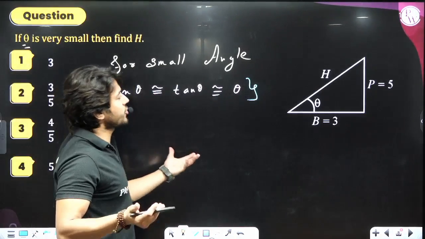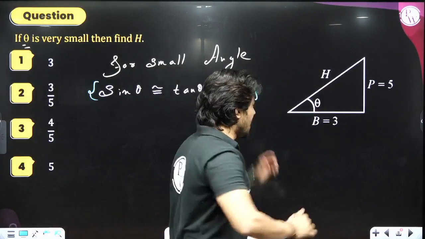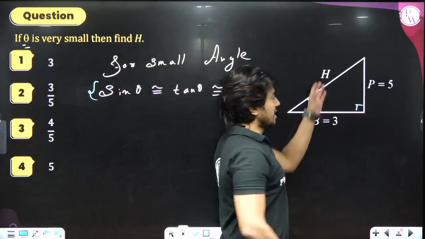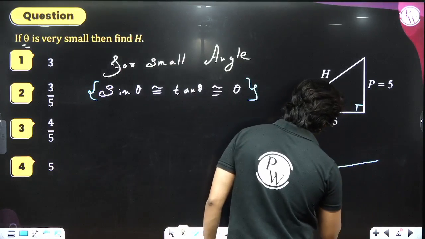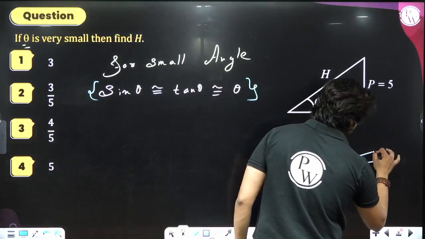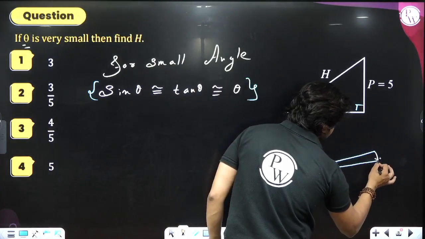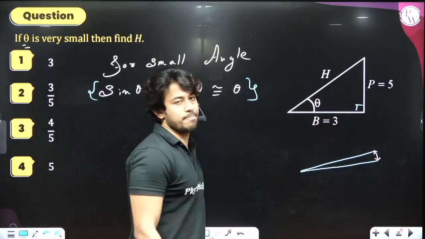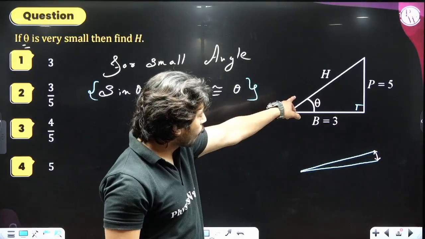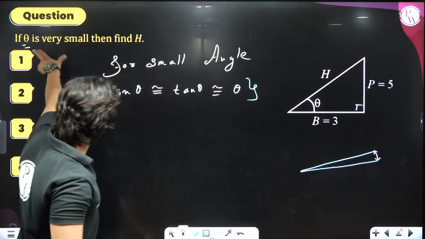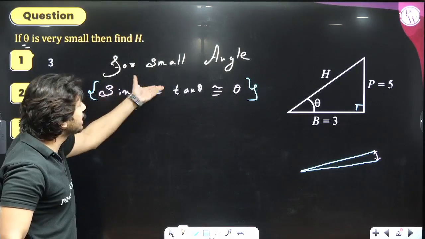Now students straightforwardly say, sir, this is 3, this is 5, apply the Pythagoras theorem and this should be 4. Wait for a second. What this question means to say is that the angle you're talking about is very, very small. Okay, don't go for that figure. Go for this word: if theta is very small, then sine theta is almost equal to theta.